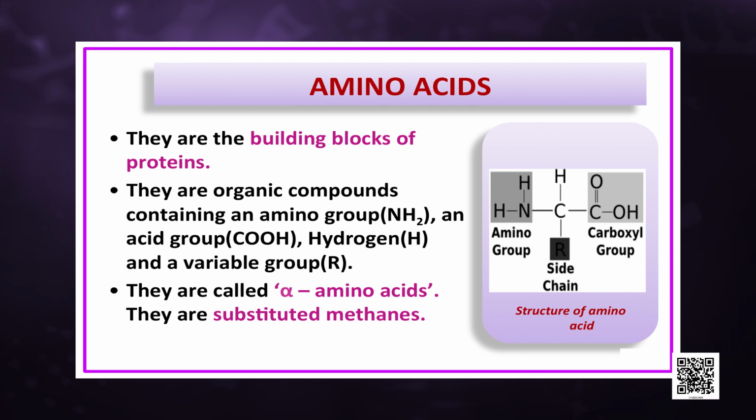Amino acids are substituted methane in which 4 hydrogen atoms are replaced by carboxyl group COOH, amino group NH2, hydrogen and a variable group which we call R group. Amino acids are called alpha amino acids as the central carbon is alpha carbon, which means a carbon in which 4 substituent groups occupy the 4 valency positions.